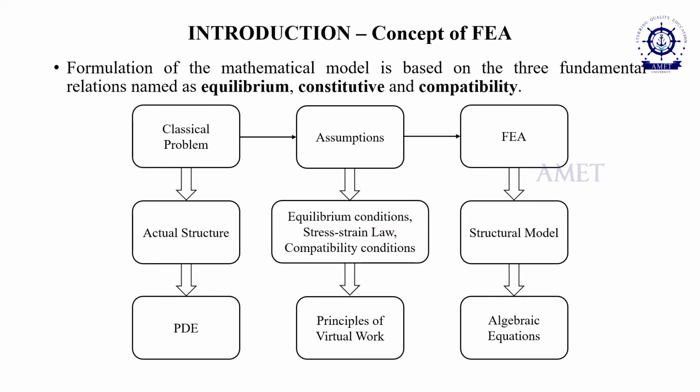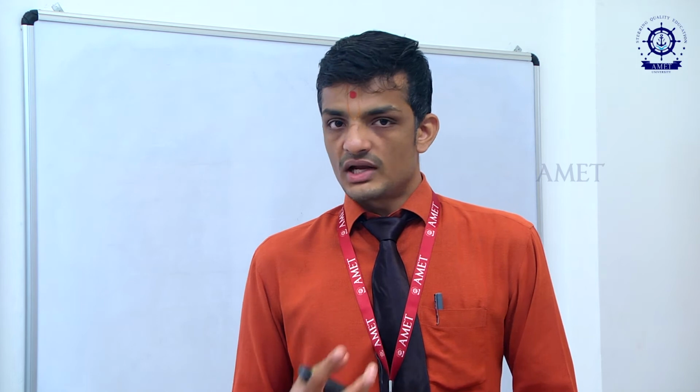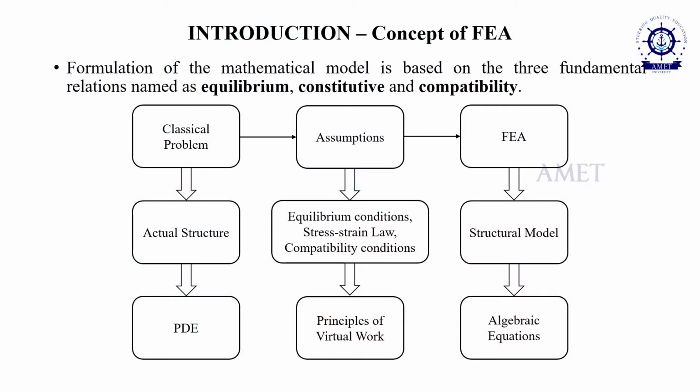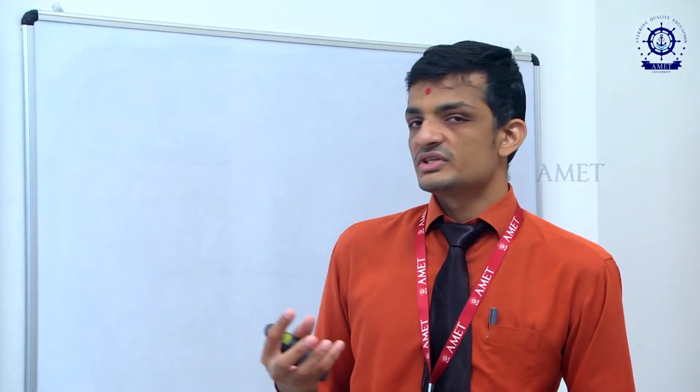So let's talk about the first block. The classical problem is nothing but the actual structure, the cantilever beam being one example we took, and that actual structure has to be represented in terms of a mathematical model. As I said earlier, mathematical models are in the form of partial differential equations. And then the next block is your assumptions. So what are the assumptions normally we take?